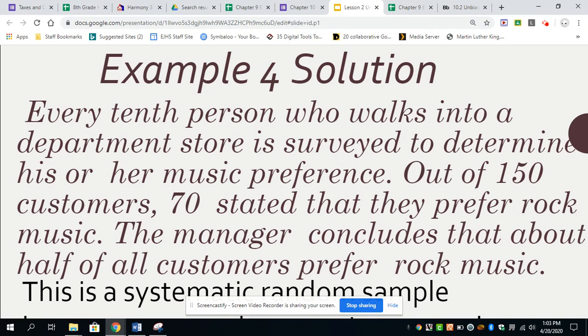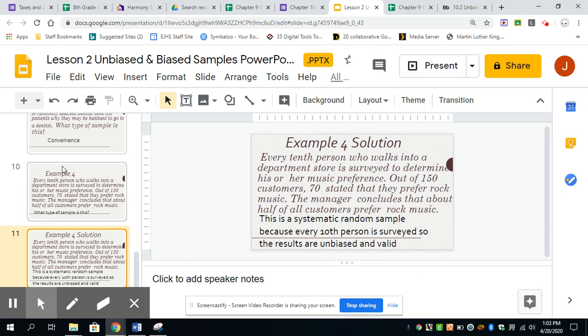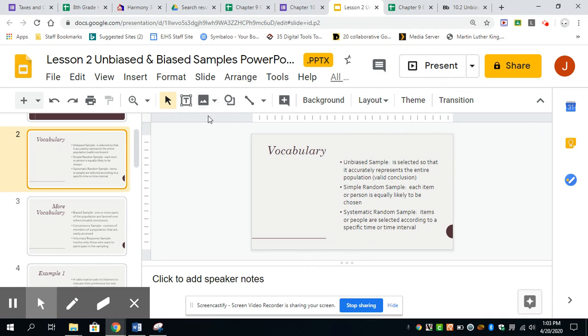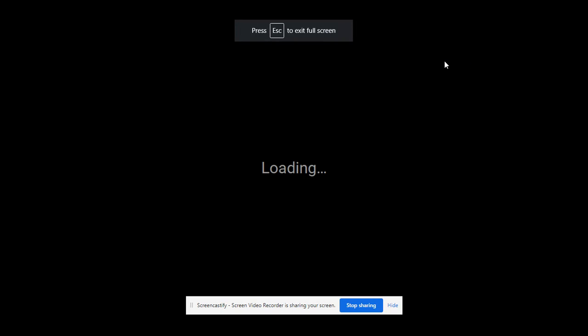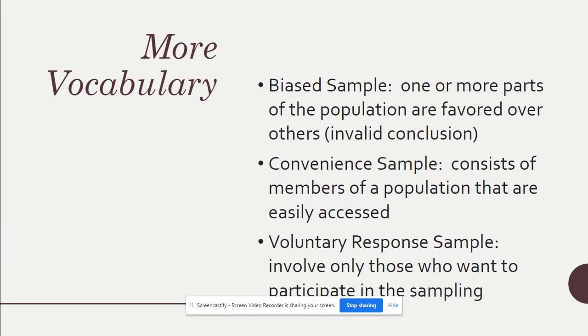We're going to end up using those terms that we talked about earlier. I'll go back to that slide so you can see that. So these terms of systematic random and simple random, and then also convenient and voluntary response. Make sure you understand what those terms mean, because that will help you in completing the homework.